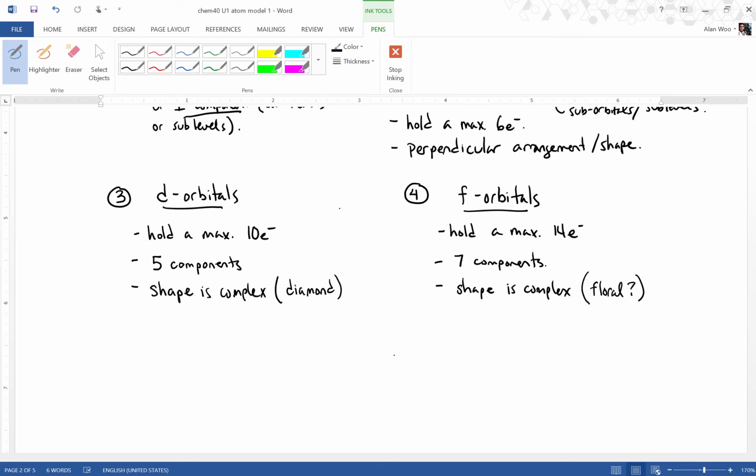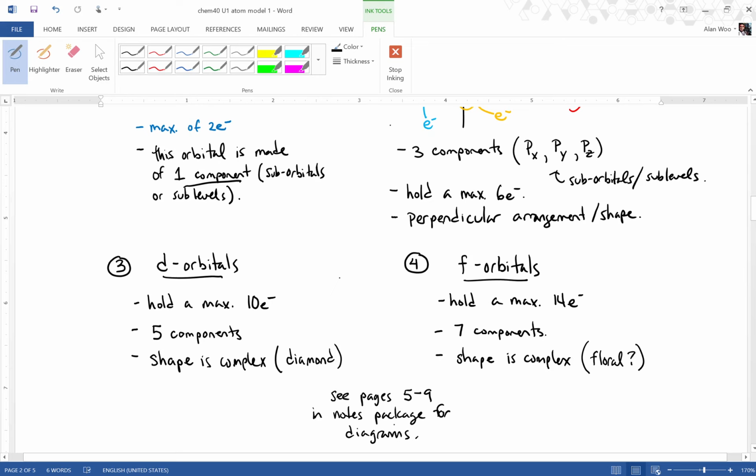So I would see pages 5 to 9 in the notes package for diagrams. And when you see them, you'll know why I don't draw these out. I don't expect you to be able to draw d and f orbitals out. However, I do expect you to be able to draw s and p orbitals.